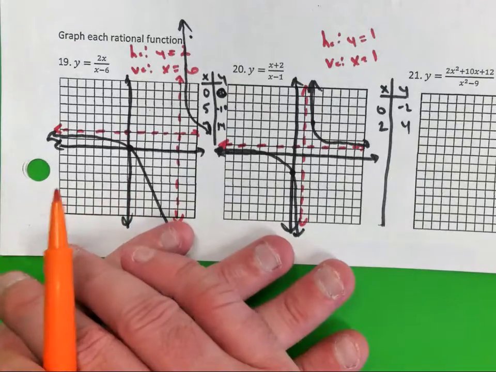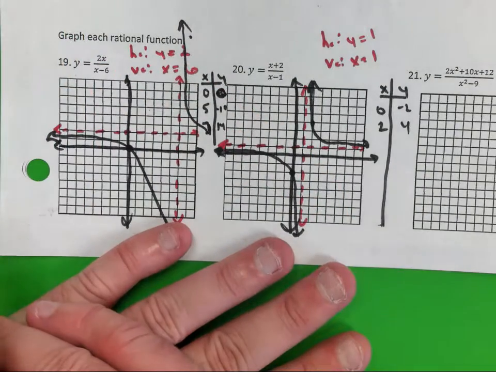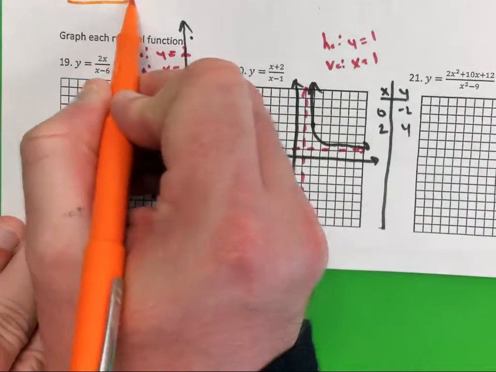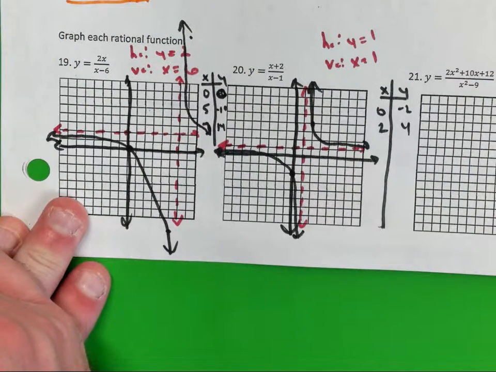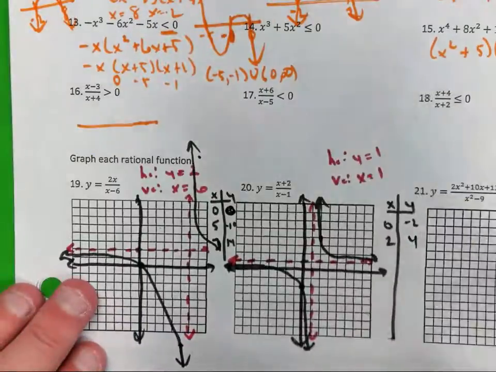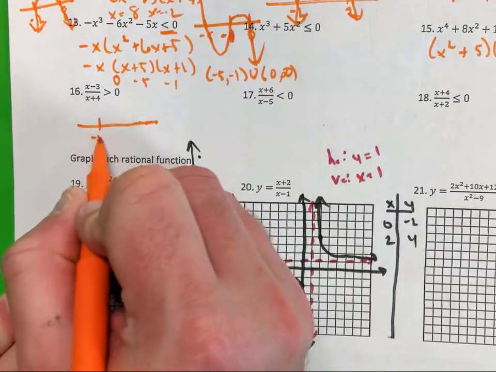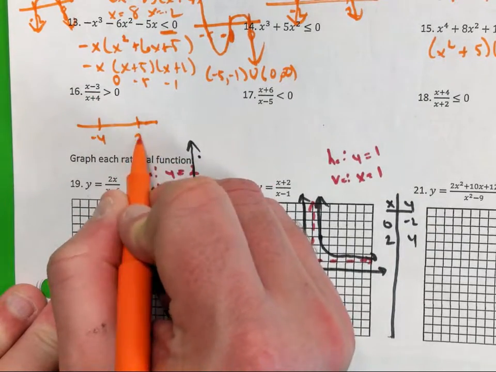All right, on number 16 and 17, remember, what type are these? Are these polynomial or rational? Rational, okay. So you have to plug numbers in here. We've got to get two numbers. The first number, you set the denominator equal to what? 0. So what would that be? Negative 4. And what's the other number? You set the numerator equal to 0. What's the other number? 3.